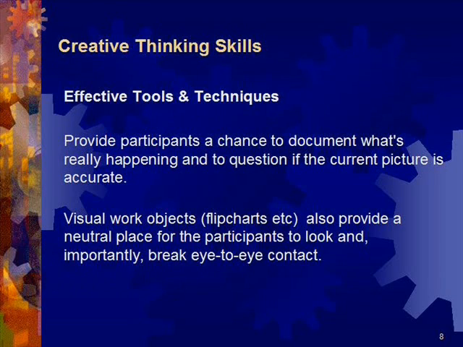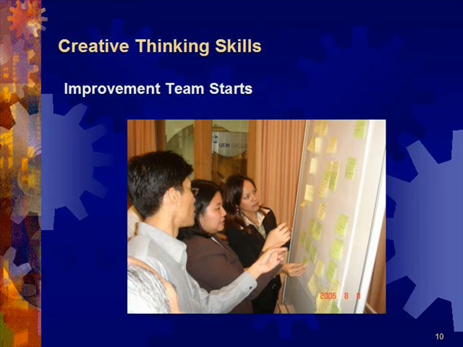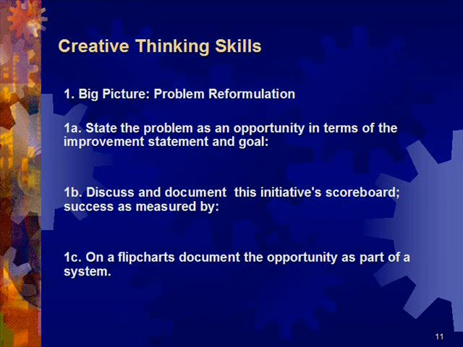The first part of my process provides participants with a chance to document what's really happening and to question if the current picture is accurate. Get those assumptions out on the table. I'm also a real fan of doing this very visually, so this is up on a wall looking like this. The purpose of this first step, which I call big picture, is to help the team develop a very accurate picture of a starting point for the entire team, to build shared understanding.